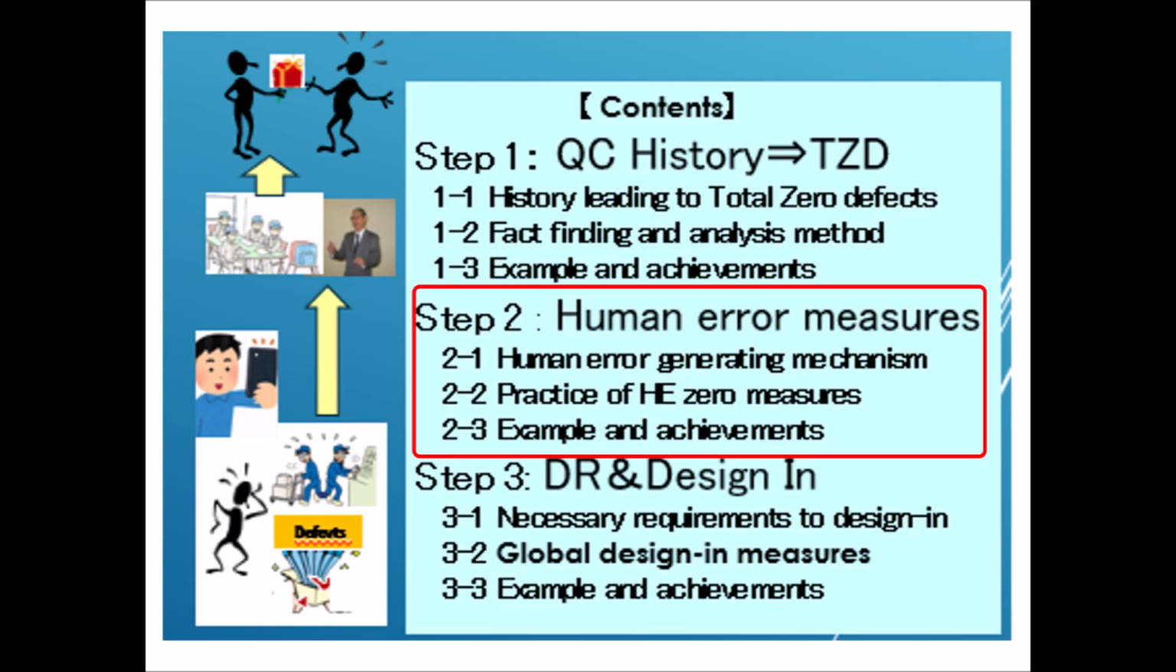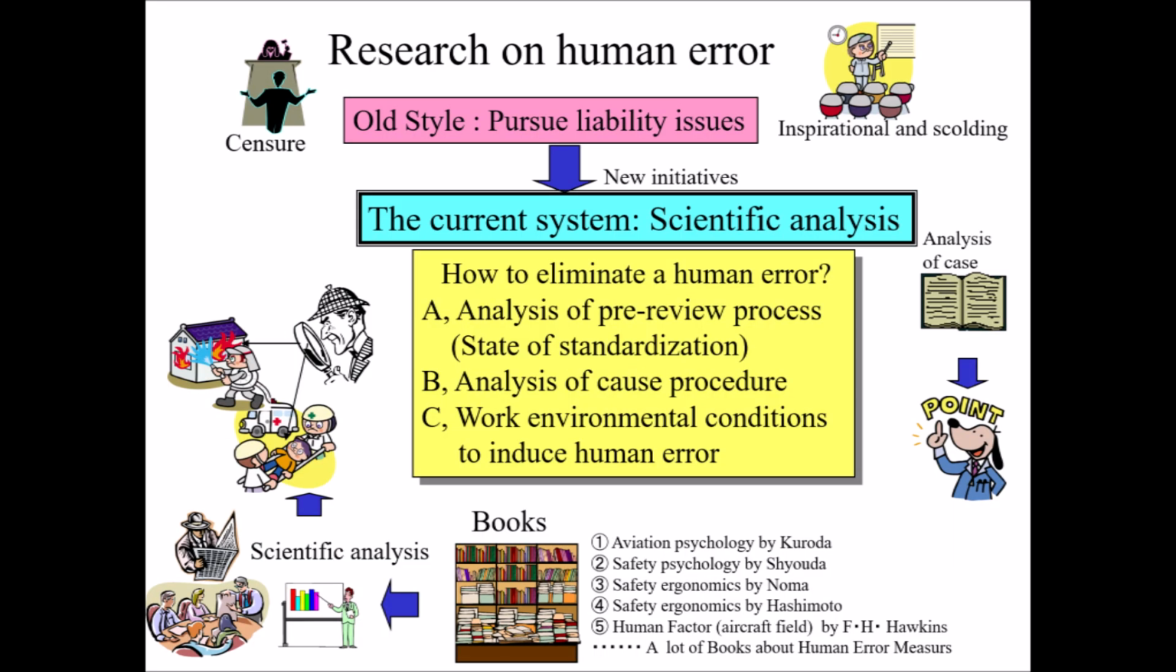The second chapter is about HE countermeasures. I will also introduce an example that I have written in the book. Why does human error occur? Research into this issue has already been conducted in such detail that cerebral physiologists have run out of room to continue, and many demonstration experiments have been carried out.